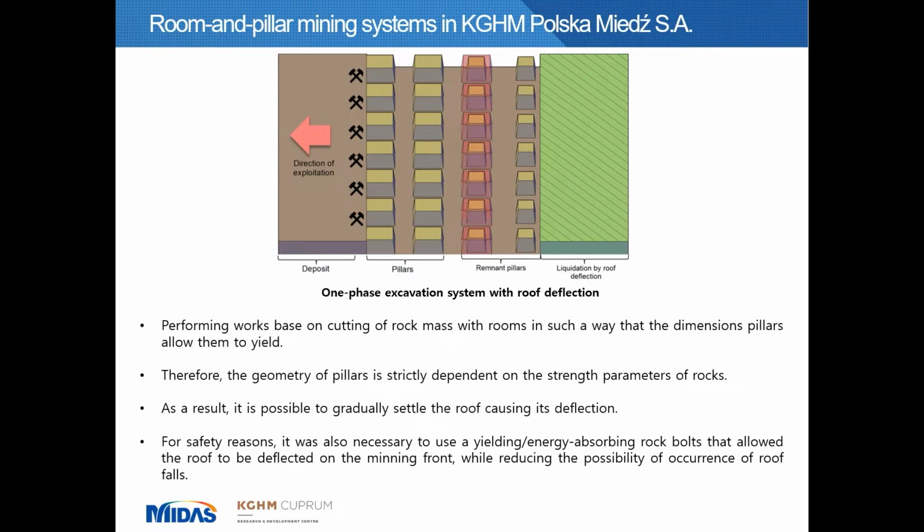In such types of systems, liquidation, or maybe backfilling, of workings was done by cutting pillars to such dimensions which allow roof layers to achieve a partial, steady deflection. The effect of implementing such systems with roof deflection was not only a significant increase in the safety of the crew and machines, resulting of course from the reduction in the number of collapses, but also a significant improvement of the economic results of the whole exploitation process.